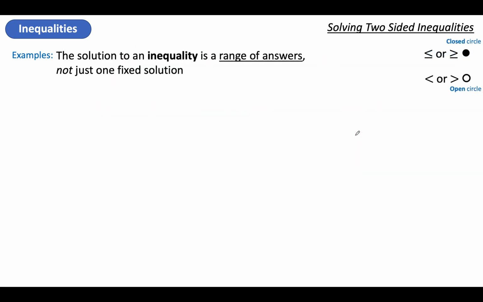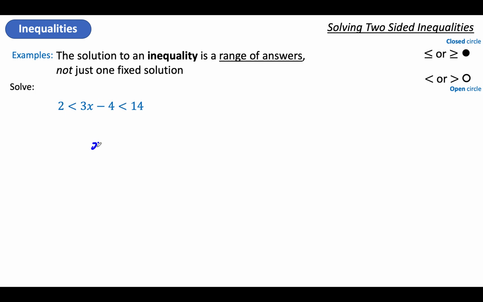Solving. So we did some solving before, and remember the solution to an inequality is a range of answers, not just one fixed solution. So we won't have an answer that just says x is 2. We will now have a range of these things, like x is less than 2, but also more than that. We're going to have questions like this, which can be represented on a number line just like the previous ones were, except there's some extra stuff. So just like before, I'm going to solve like I would normally do.